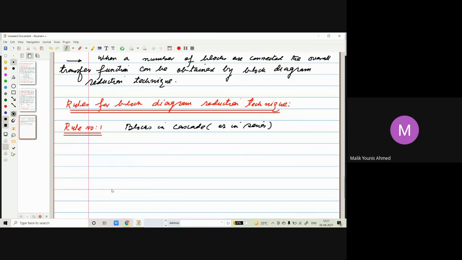Blocks are in cascade. So you should remember, when several blocks are connected in cascade, the overall transfer function is determined how? It is determined by the product of the individual block transfer functions. I will repeat it again. When we have numerous blocks connected in cascade, how do we find the overall transfer function? Because that's the objective, the overall equivalent transfer function, to be more precise. The overall equivalent transfer function can be determined by the product of individual block transfer functions.